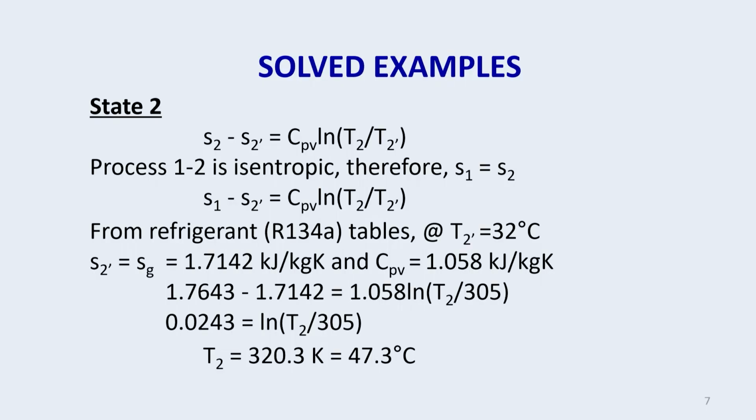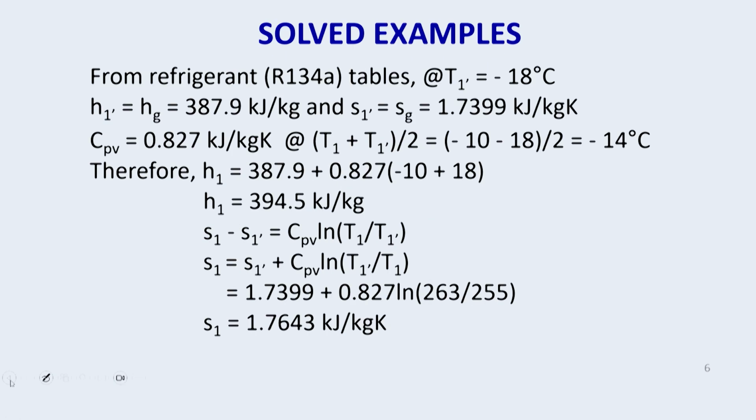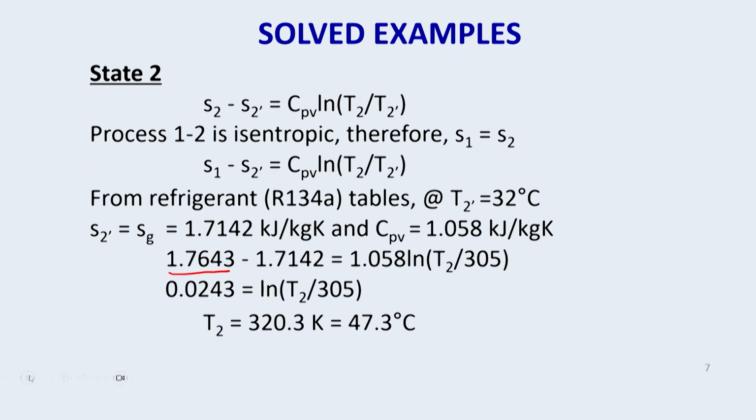I have found the value of T2. T2 is 47.3 degrees centigrade. There is one typographical mistake. In the previous lecture, this portion was showing 1.7633. Actually, the value of S2, which is equal to S1, is 1.7643. It is not 1.7633. So there was one small typing error, which I have rectified. Substituting the values, we get T2 as 47.3 degrees centigrade.